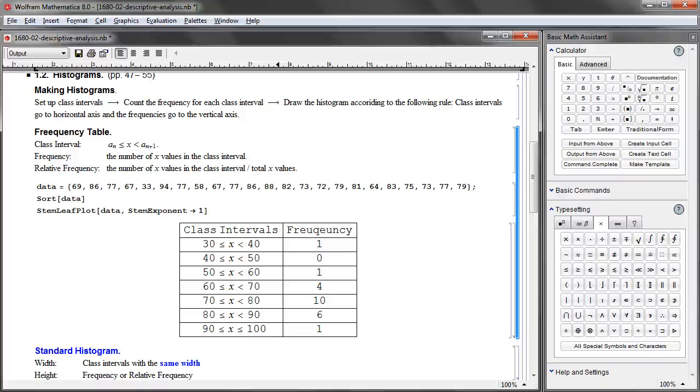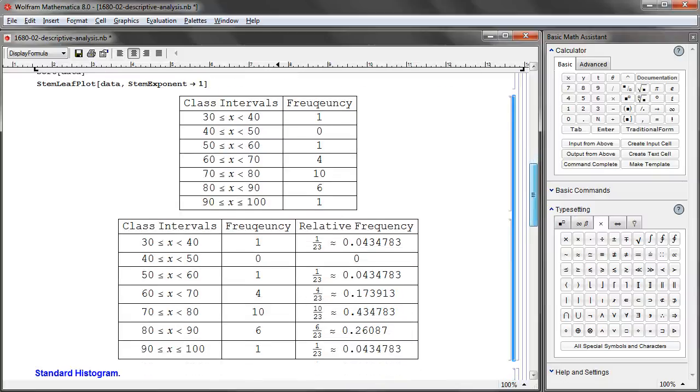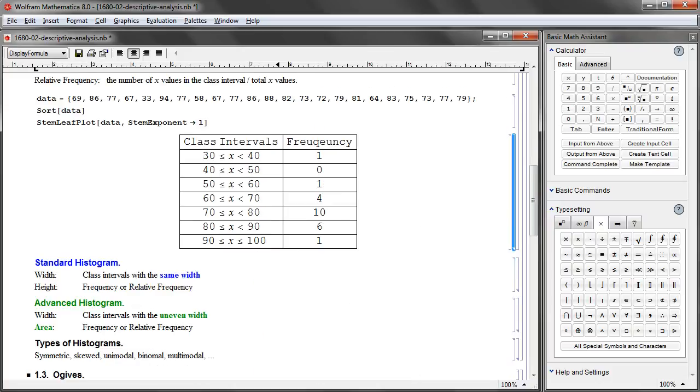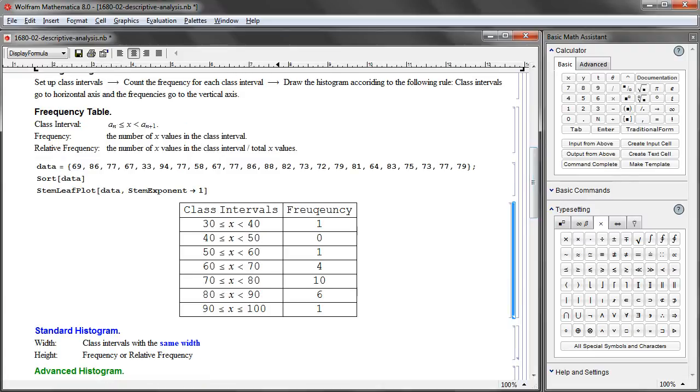We get 1, 0, 1, 4, 10, 6, and 1 respectively, and those are going to be the height of all those rectangles. Or you can divide everything by 23, the total, and get these decimals, or in terms of percentages, you're going to get 4.34783, so 4.35%, and then 0%, 4.35%, and 17.39%, and so on and so forth. And those are going to be the heights of all those rectangles if you use relative frequencies. But then again, as I said early on, that makes no difference in terms of shape of those rectangles.